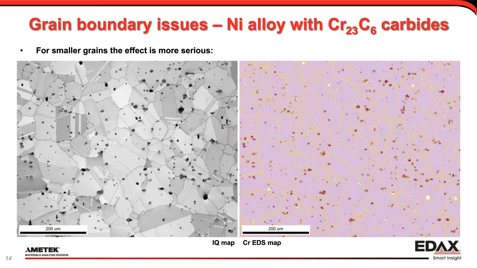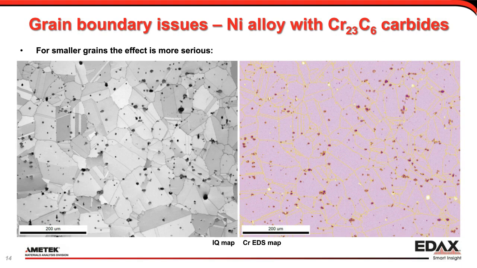You can see that in this map of a nickel alloy with chromium carbides that was collected with a step size of 100 nanometers, which is much smaller than the EDS interaction volume. The entire map in this case was indexed using the nickel structure file alone, which is face-centered cubic and also indexes the carbide grains very well.